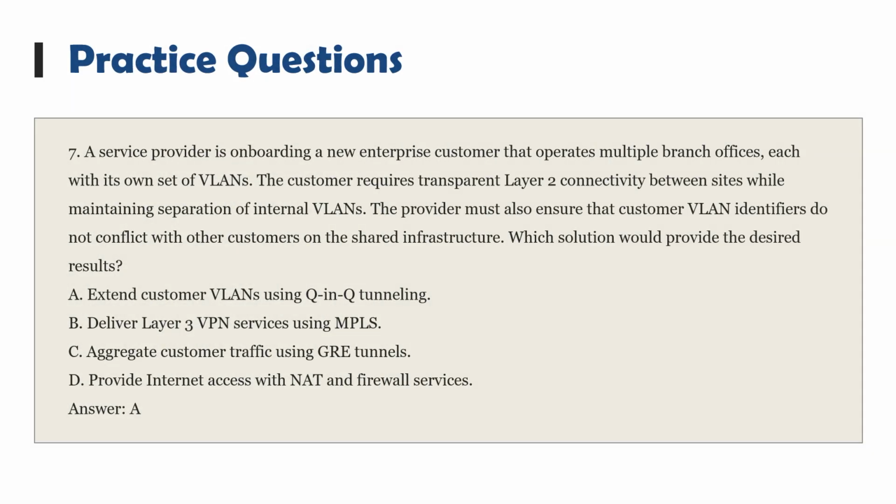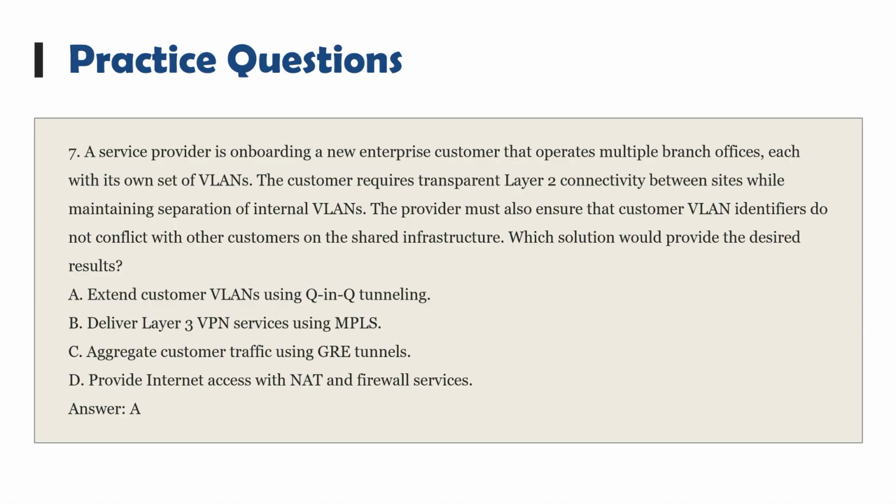7. A service provider is onboarding a new enterprise customer that operates multiple branch offices, each with its own set of VLANs. The customer requires transparent Layer 2 connectivity between sites while maintaining separation of internal VLANs. The provider must also ensure that customer VLAN identifiers do not conflict with other customers on the shared infrastructure. Which solution would provide the desired results?